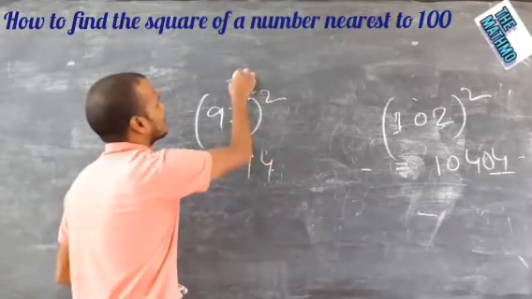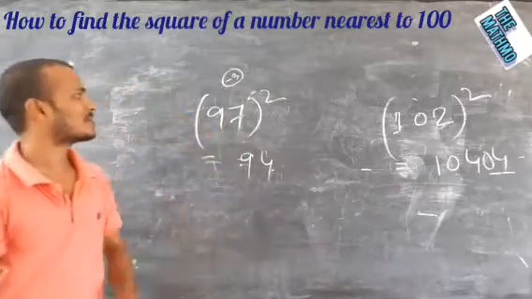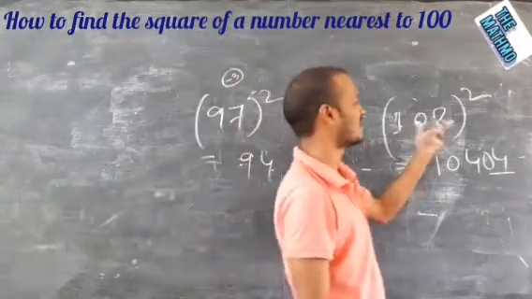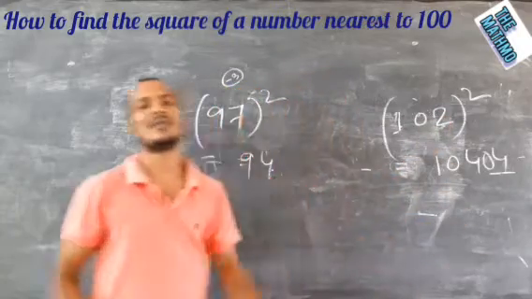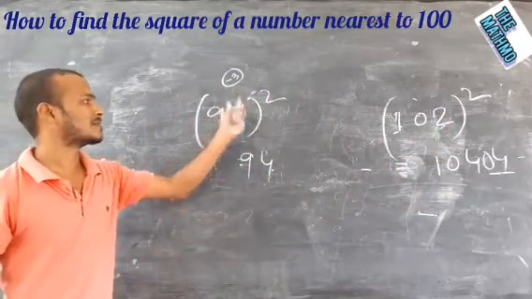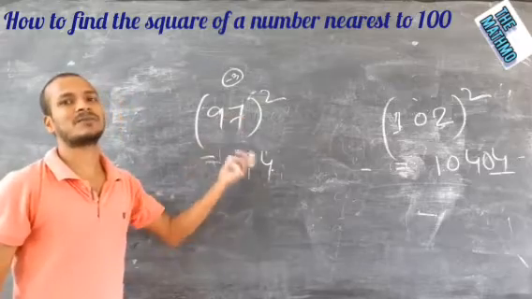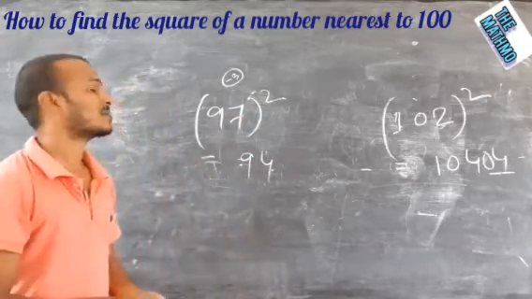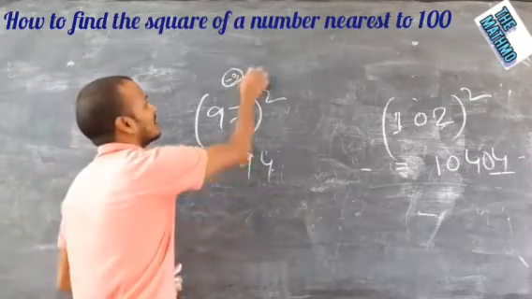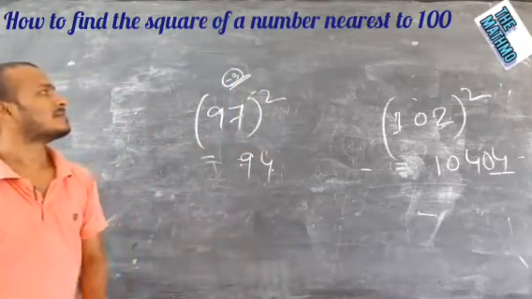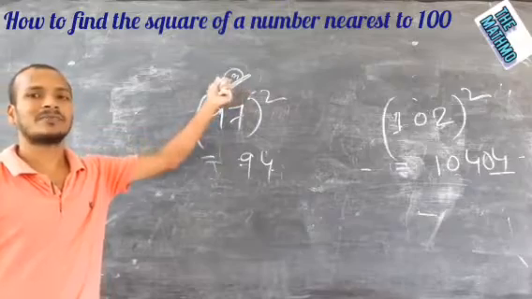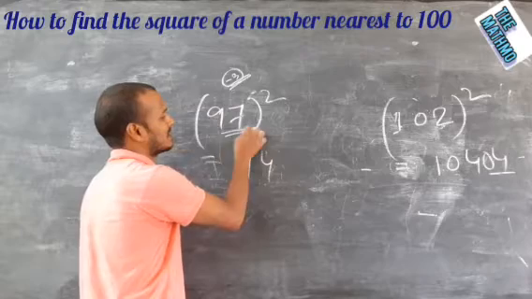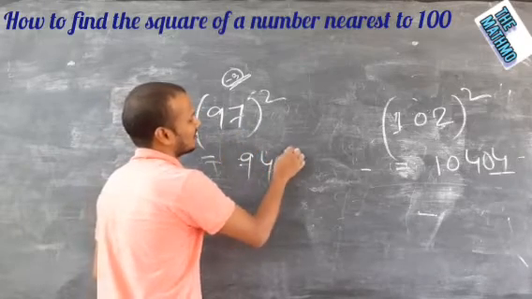How much less? It is 3 less. So you have to subtract this 3 from this number. When it is more, how much more? 2 more. So you have to add that. And when it is less, how much less? That you have to subtract from the given number. So subtract 3 from 97, you get 94. And you have to find the square of that less one, that is minus 3. Square of 3 is 9.